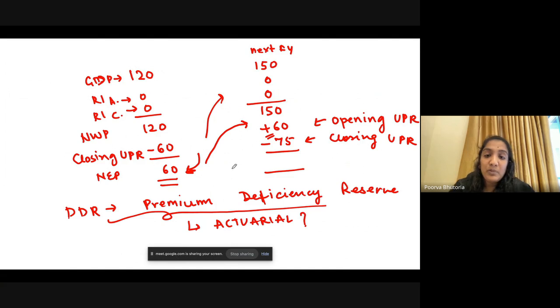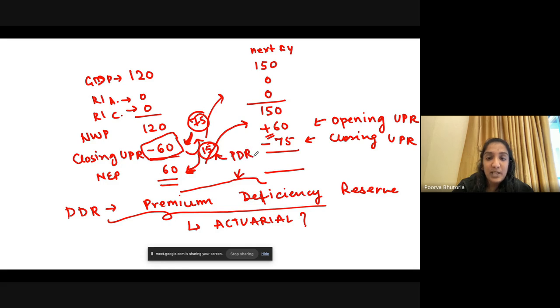And how? Premium deficiency, again, as the name suggests, is in this case it was rupees 60, but the actuary comes in and says, I don't think 60 will be enough. We need 75 rupees. I think this person is going to make a claim of rupees 75, and what you're setting aside, which is 60, will not be enough. In this case, the company will have to build an additional reserve of rupees 15. This rupees 15 is called the PDR.